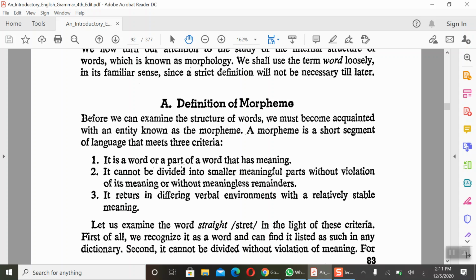واحد يقول مثلا word, yes I know it is meaningful, it has meaning. What about part of a word? How does part of a word have meaning? We will see this.